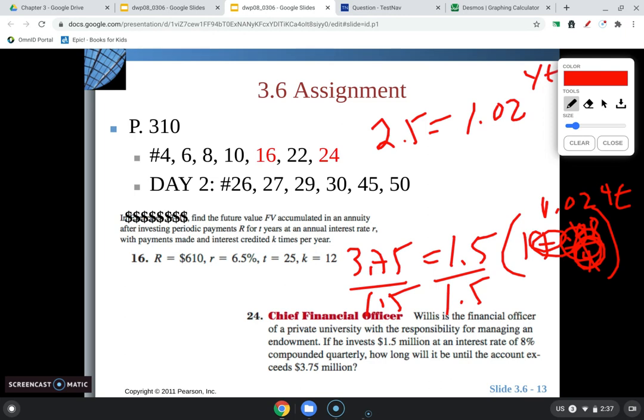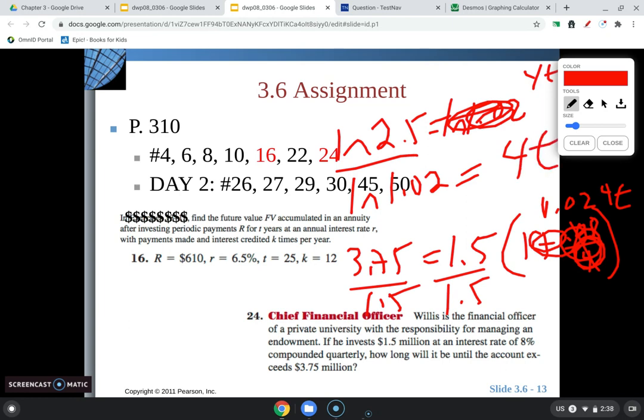And now we have 1.02 to the 4t. So I'm going to take the natural log of both sides and then divide by natural log of 1.02. And then remember, that would swing that 4t down in front. So we can go natural log 2.5 divided by natural log 1.02. And then we would want to divide that by 4 to get our time. Divided by 4, about 11.56 years until he got to 3.75 million. So using those logs to do those financial equations.